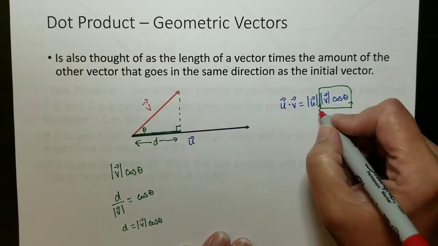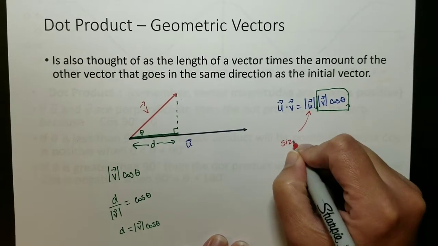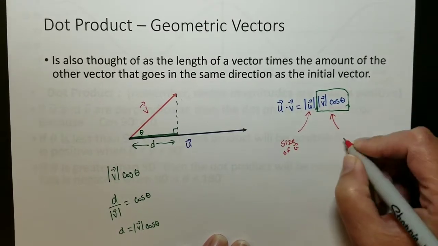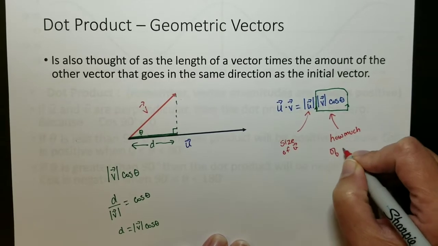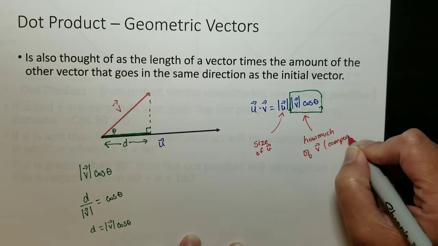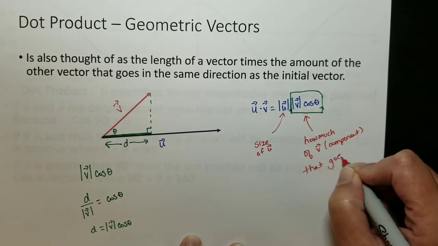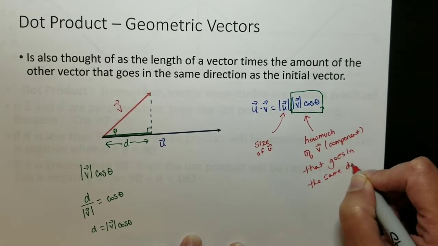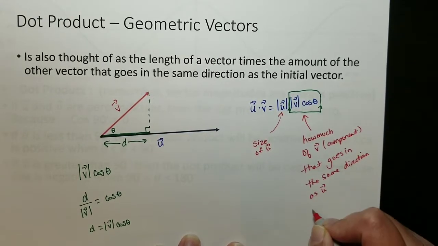So this is the size of vector u, and this part is how much of v, the component of v, that goes in the same direction as u.